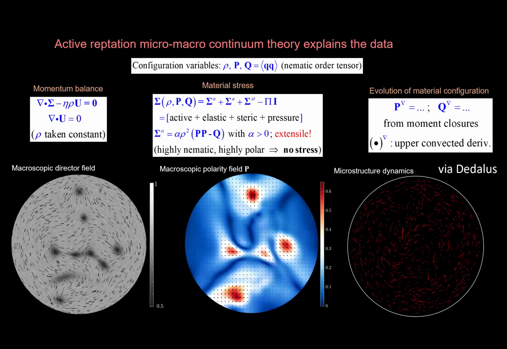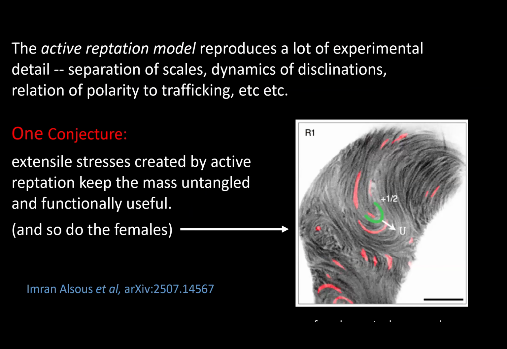And I think this is probably a good time to stop and just to say that this, we call it the active reptation model. It is in agreement with all sorts of details that have to do with the laser bleaching near defects and all these kinds of things, with the experiments. It's got a built-in separation of scales, so it's a little hard to argue that is a success. We built it in, et cetera, et cetera. But our conjecture is that these extensile stresses created by active reptation are what keeps this thing in a functional state. It doesn't let things become a tangled mess. You need this activity to keep it unentangled so that when you need them, you can kind of smoothly pull them out. And the same thing actually happens in the female.